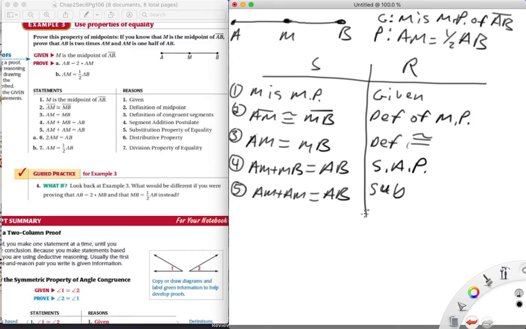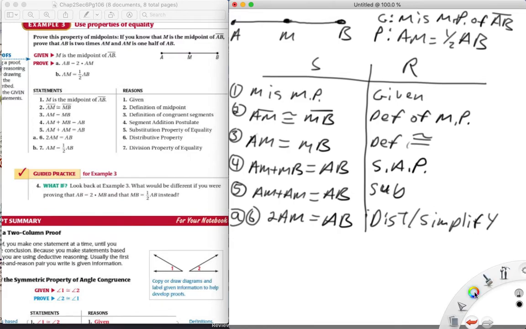And then here, this is our 6th step, but this is rule number 8. That's the first thing they wanted us to prove. And that's going to say that 2AM is equal to AB. Now, the book says the distributive property, which is correct. It is the distributive property. You can also say simplify. I'm okay with either one.